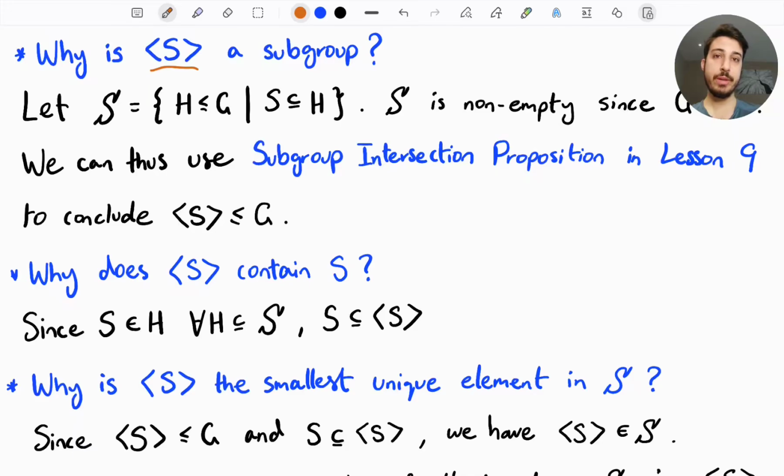Now that we have defined the subgroup generated by S to be the intersection of all the subgroups that contain S, we want to answer three simple but important questions. First of all, why is it a subgroup? We've already partially answered that, but I'd like to give a more formal, complete answer. Secondly, the subgroup generated by S contains S. Why is that? It seems trivial, but I'd also like to provide a good answer. And lastly, why is the subgroup generated by S the smallest subgroup containing S, the unique smallest element in the set that I'll be explaining now? So let's get into it.